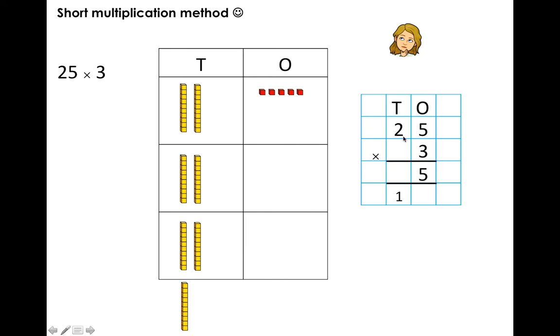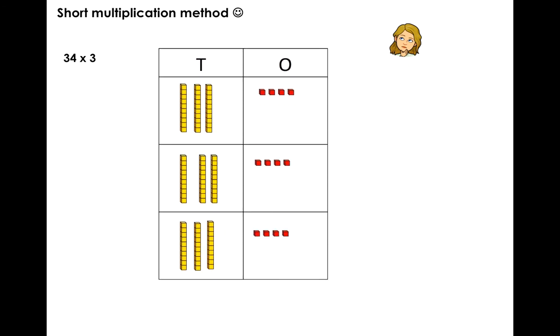Brilliant. The next step is to multiply the tens by the ones, so 2 times 3 gives me 6. Remember that you're multiplying, so you're not doing 2 add 3 to get 5, you're doing 2 multiplied by 3 to get 6. And then one final thing to remember: you must add on that extra 10. So 6 tens add an extra 10 is 7 tens.